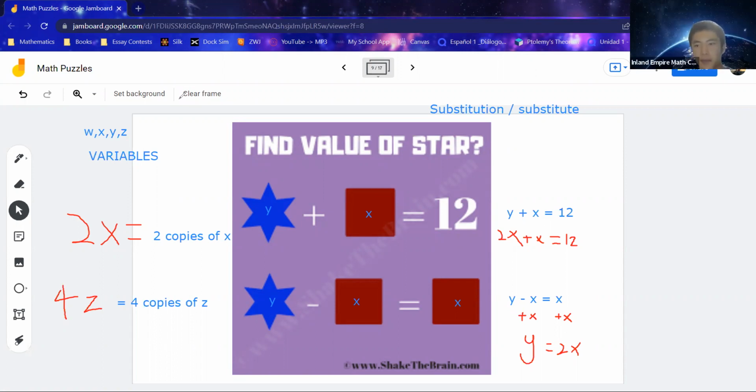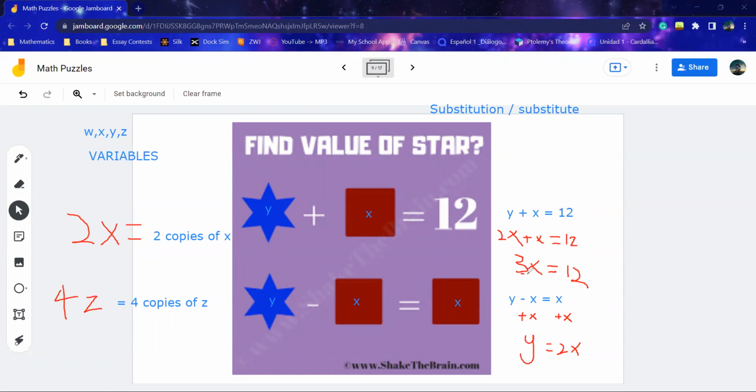3x. Bingo! Again, 2x is 2 copies of x. So if you add 2 copies of x to 1 copy of x, David agrees that it is equal to 3 copies of x, which is 12. So what is x? What is x? 4. Great.